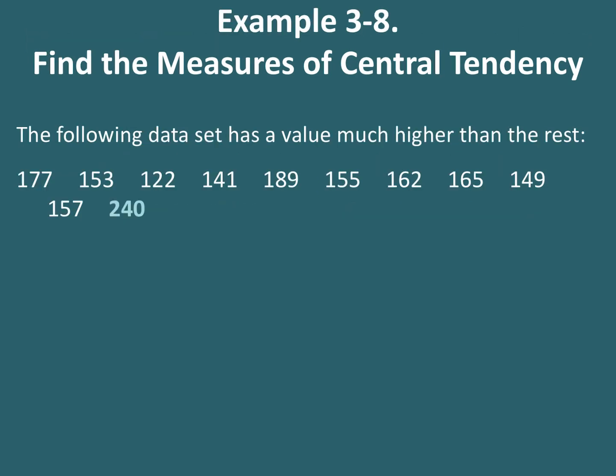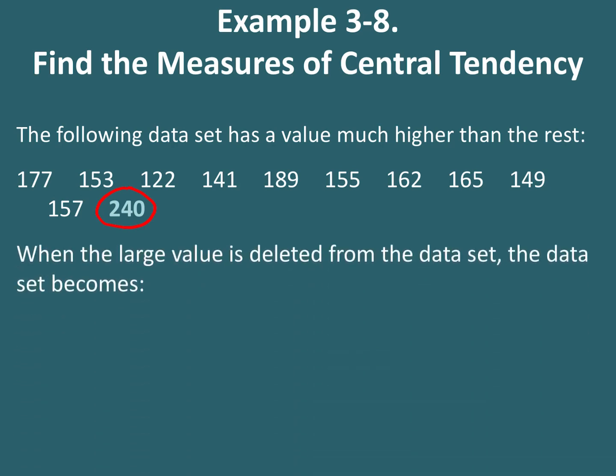The following dataset has a value that is much higher than the rest. In particular, I'm speaking of the number 240. Now, one might think, well, 240 is not that far away from 189 or 177. But it is far away from 189 and 177 when you consider the fact that all the other data range from 120 to about 190.